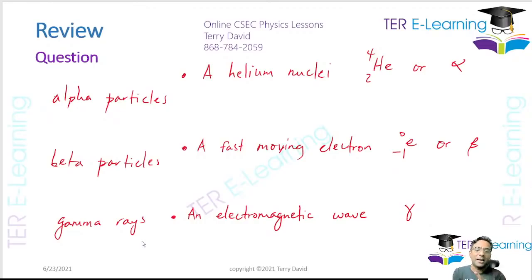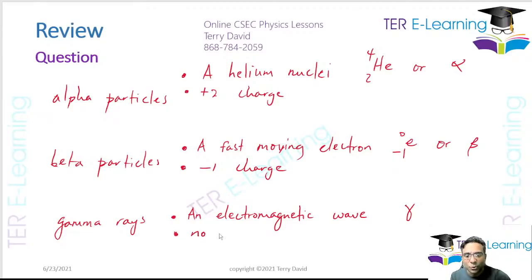The next thing you need to be aware of is the charge of these particles. Alpha particles have a +2 charge. Beta particles are a fast moving electron, so they have a -1 charge. It has a negative charge and less charge than the alpha particles. You see that +2 charge on the alpha particle? That is what makes it so strong an ionizer. And in the case of gamma rays, gamma radiation has no charge.